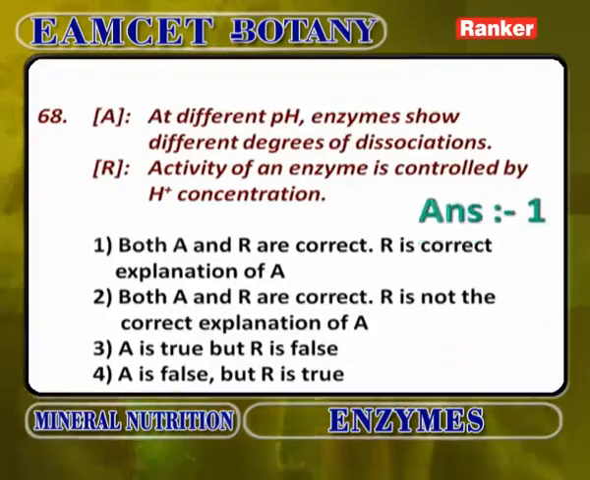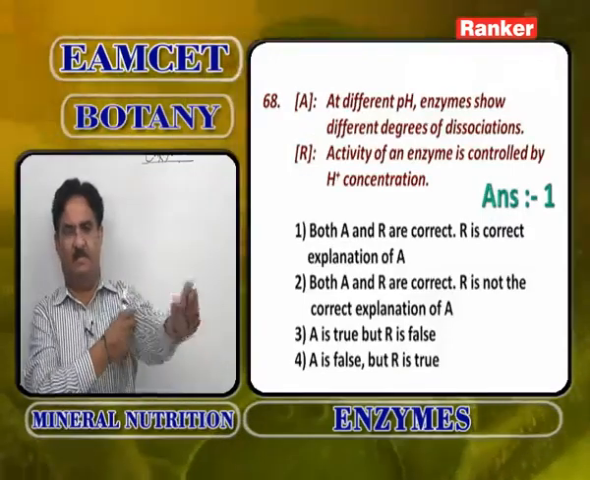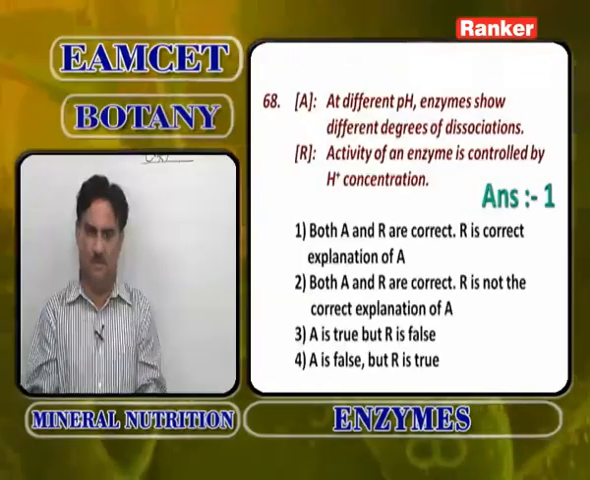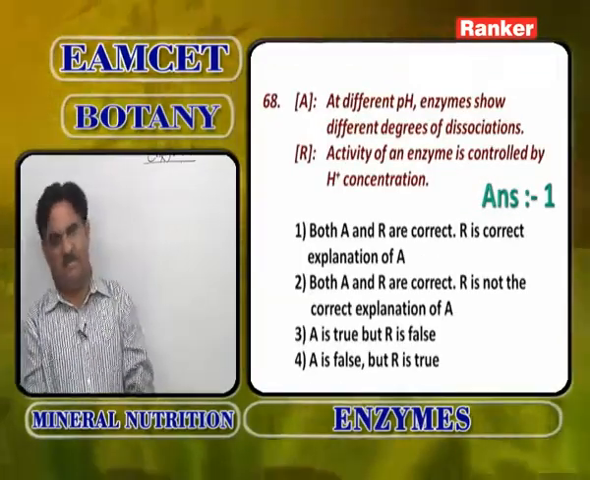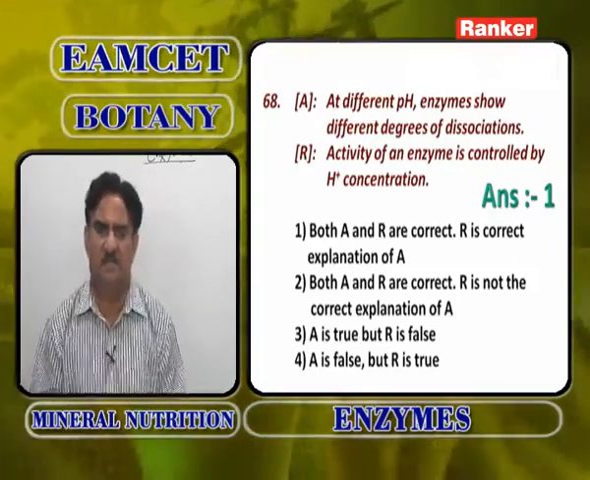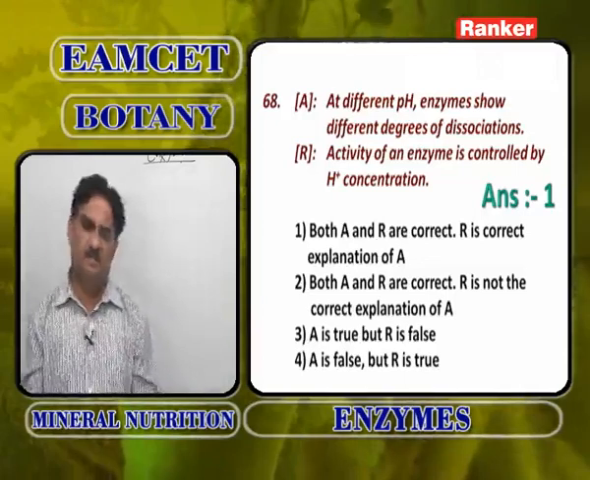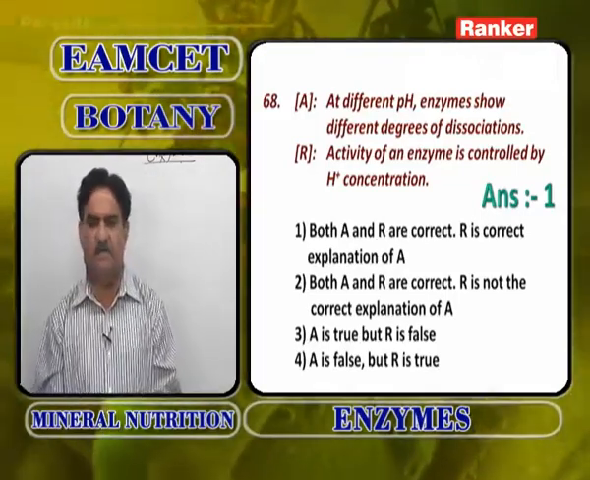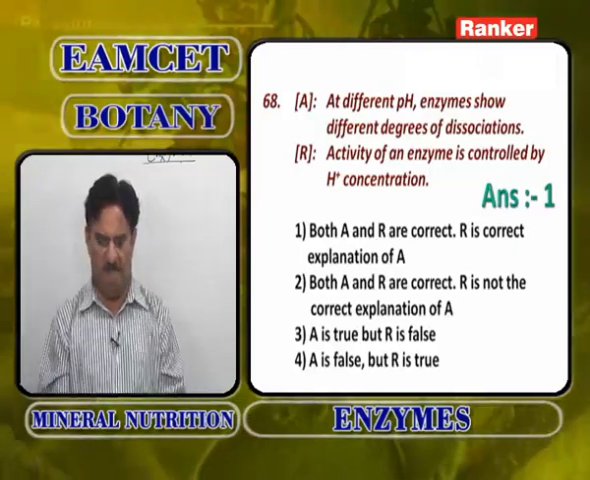At different pH, enzymes show different degrees of dissociation. Just now we explained pepsin sensitivity to 2, peroxidase sensitivity to 5, amylase, urease, catalase sensitivity to 7, trypsin sensitivity to 8. So at different pH, enzymes show different degrees of dissociation is correct.